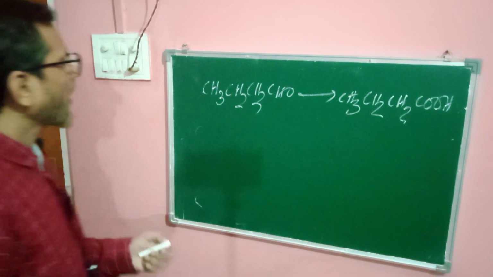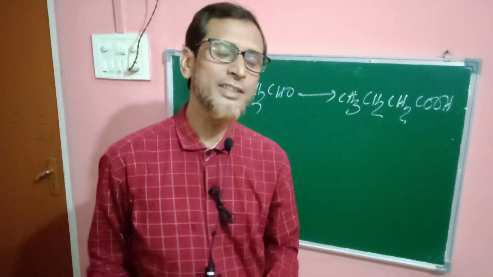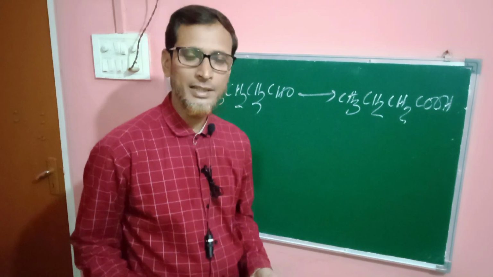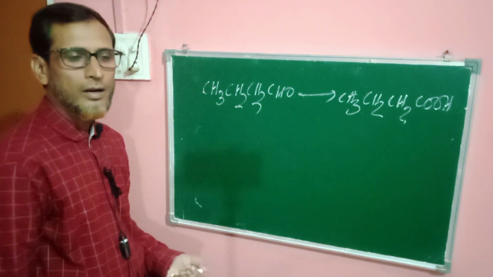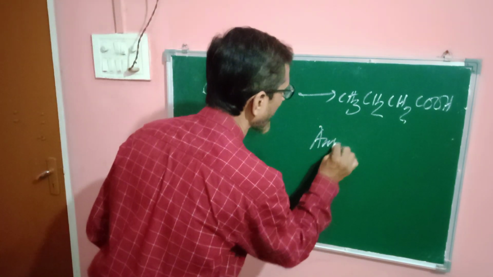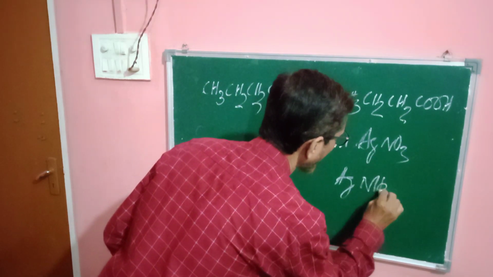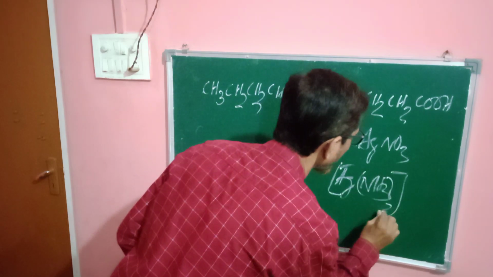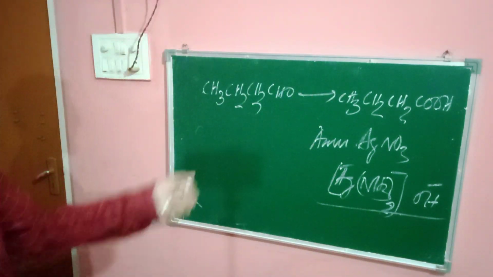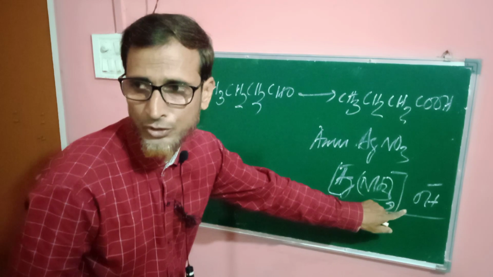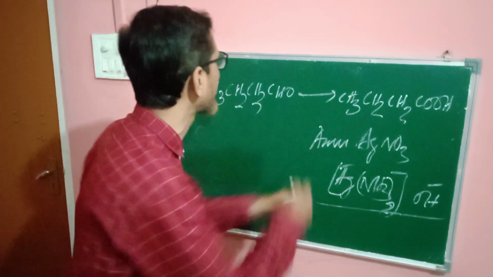In my last class, I have not written anything, but I told you that there are some mild oxidizing agents, and out of these, important mild oxidizing agents are Tollens reagent and Fehling's reagent, ammonium silver nitrate solution, or Ag(NH3)2 OH negative. This is in short the formula of ammonium silver nitrate solution, Tollens reagent. This is a mild oxidizing agent, and it very easily oxidizes CHO group to COOH groups.